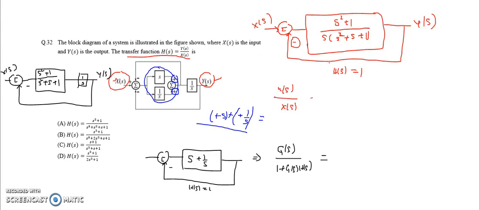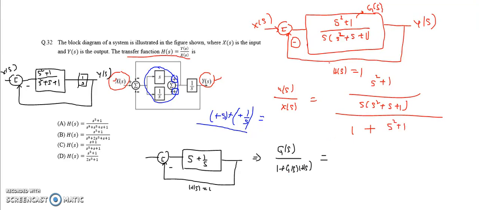Y of s by X of s can be taken as G of s, which is (s square plus 1) divided by s(s square plus s plus 1), divided by 1 plus, again we are writing the G of s here, (s square plus 1) divided by s(s square plus s plus 1), into H of s. What is the H of s here? H of s is 1.